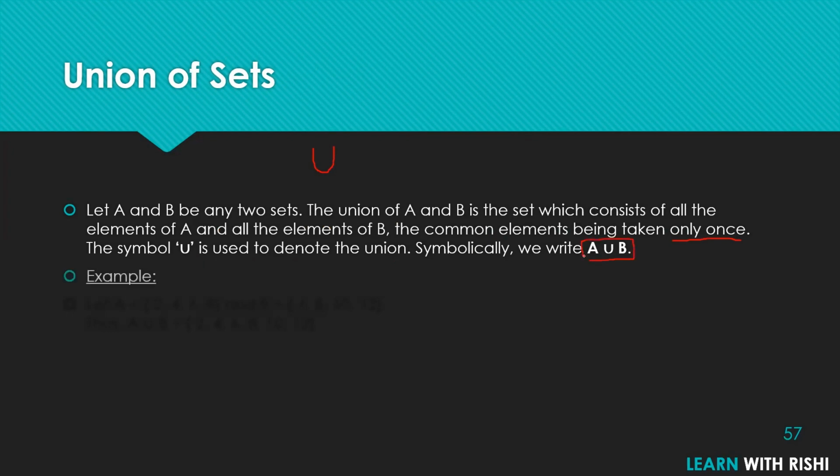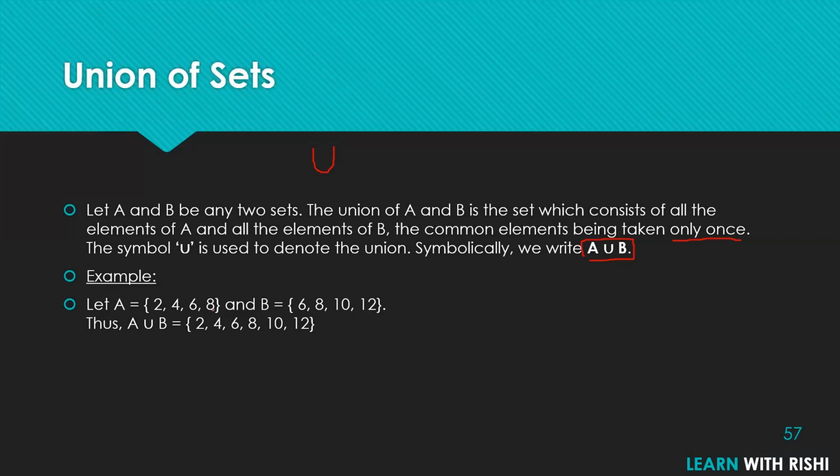Okay, let us see an example. Here we have a set A equal to {2, 4, 6, 8}, and set B equal to {6, 8, 10, 12}. Now if I want to find A ∪ B, what do we mean by union? Set A is different, set B is different, but I want the union of both sets. It means a different set will be formed, which will have all the elements from A and all the elements from B.